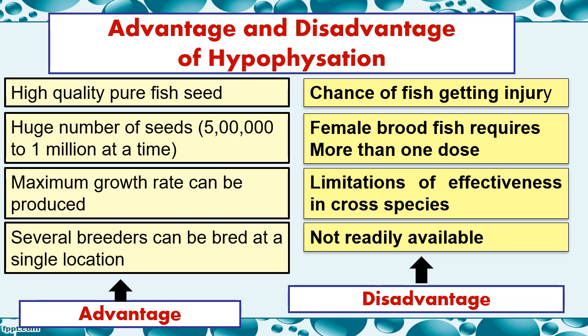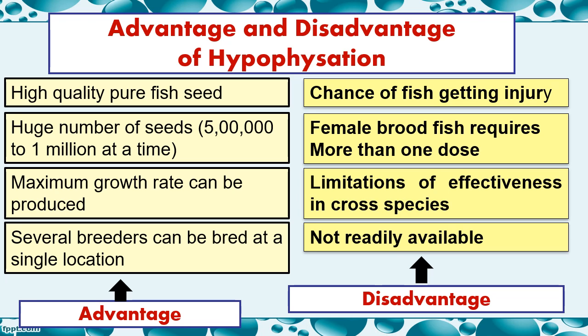These are the disadvantages of the hypophysation technique. There is a chance of fish getting injury. Since female broodfish get more than one dose, usually 2 or 3 doses during the time of induced breeding, there is a chance of injury to the female fish during holding of the fish.